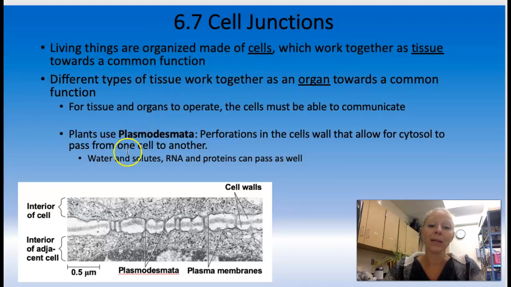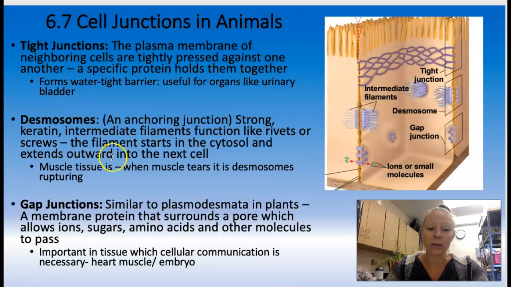In order for plant cells to communicate with one another, there are these gaps in between cells. There are even little holes or pores through the cell wall, from one cell to the other. That allows the cytosol, RNA, proteins, and different solutes to pass through from one cell to another, so that the cells can work together and information can travel from one cell to another. So that's plant cells. Let's look at animal cells.